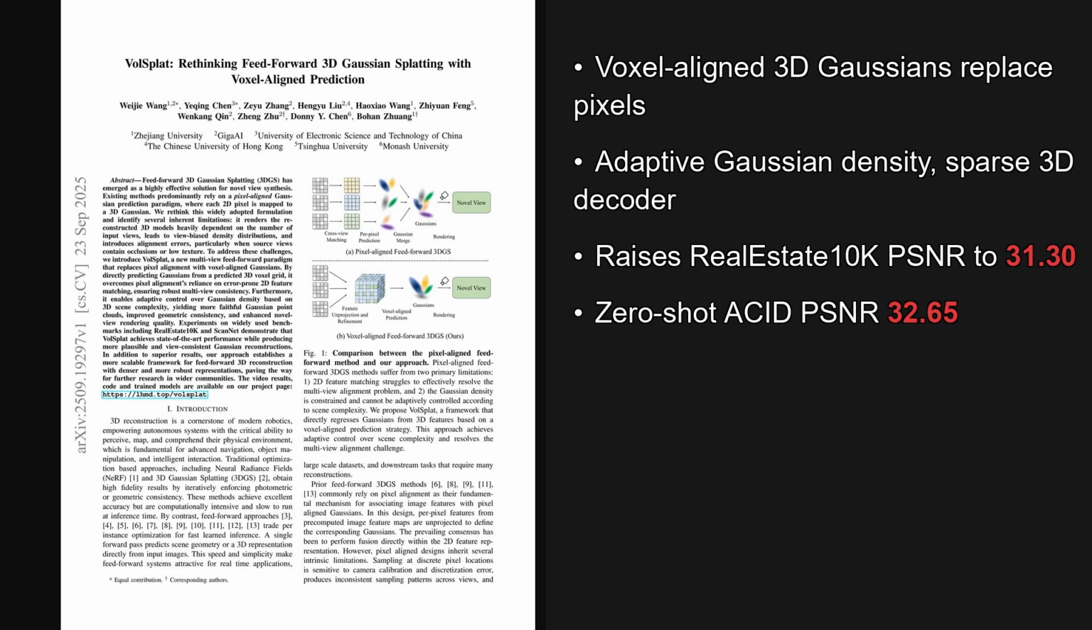The paper is titled, Voxel-Splat, Rethinking Feed-Forward 3D Gaussian Splatting with Voxel-Aligned Prediction. And, as we will see later, the gains are both cleaner and more consistent. In short, the method improves geometric consistency, adapts Gaussian density to scene complexity, and scales robustly across datasets.